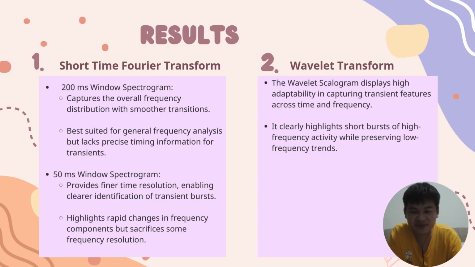Based on the STFT results, the 200 millisecond window spectrogram captures the overall frequency distribution with smoother transitions. It is best suited for general frequency analysis, but lacks precise timing information for transients. While the 50 millisecond window spectrogram provides finer time resolution, enabling clearer identification of transient bursts, it highlights rapid changes in frequency components but sacrifices some frequency resolution.